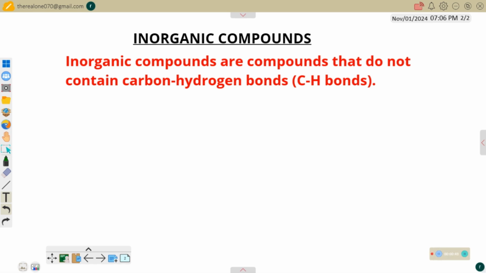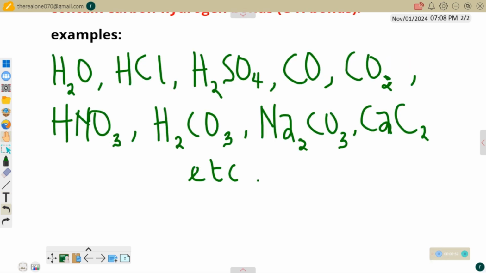We have familiar examples like the ones given above. So consider the compounds we have on the screen. We have H2O, which is the water molecule; HCl, which is hydrochloric acid; H2SO4, sulfuric acid; CO, which is carbon(II) oxide; CO2, carbon(IV) oxide; HNO3, trioxonitrate(V) acid; H2CO3, trioxocarbonate(IV) acid; Na2CO3, sodium trioxocarbonate(IV); and CaC2, which is calcium carbide. All of these are inorganic compounds.